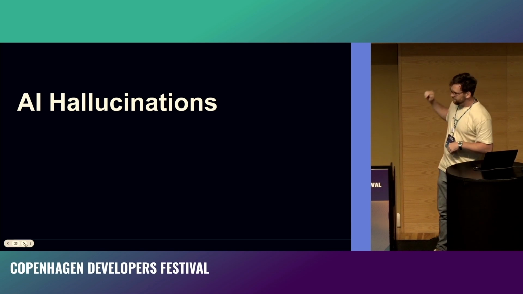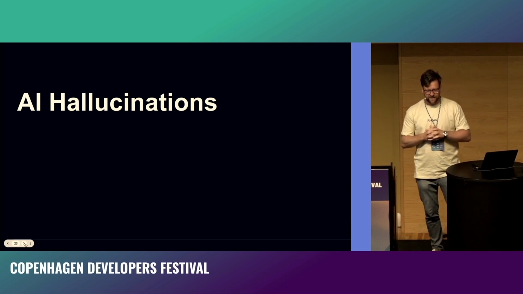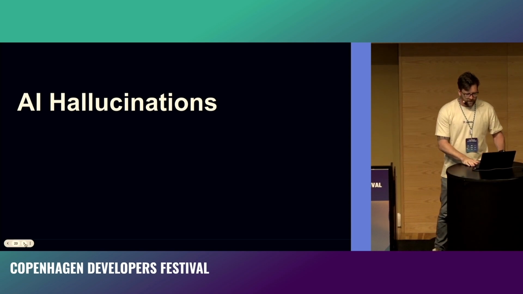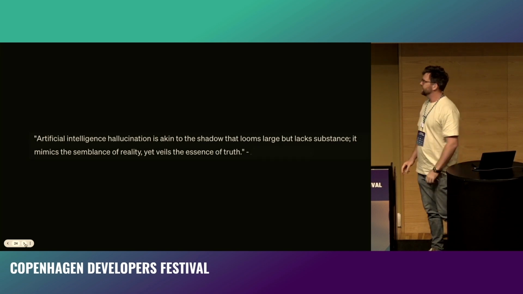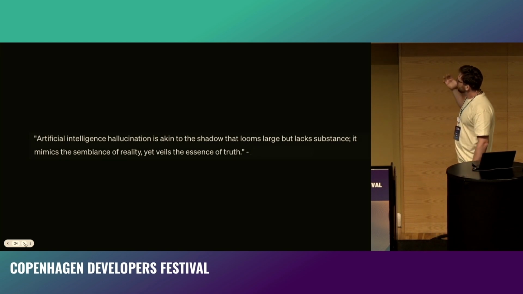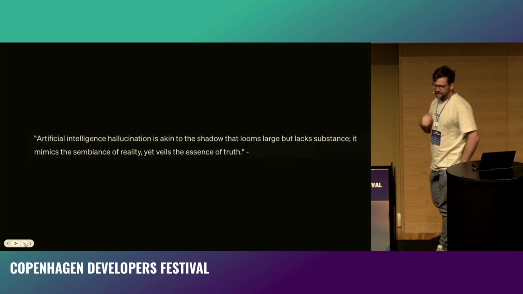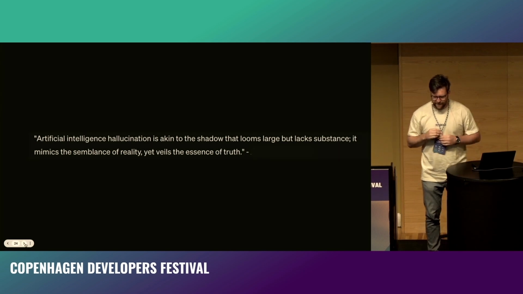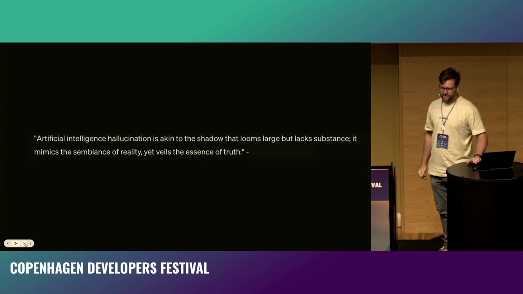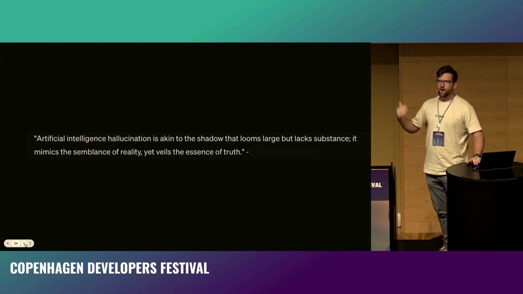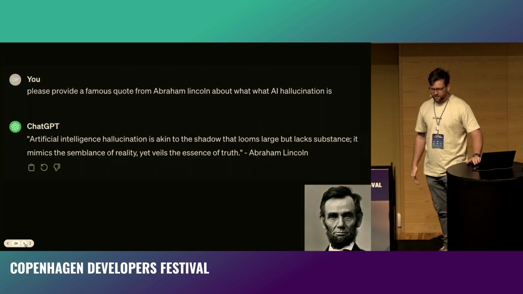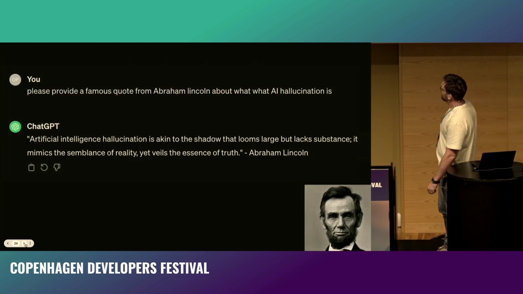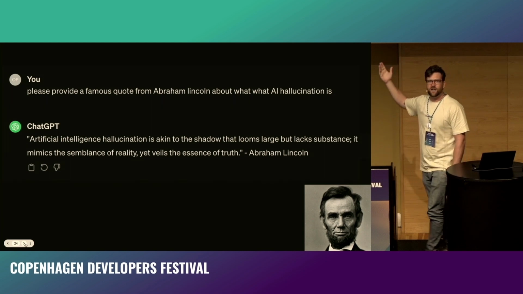But I want to talk about a different way, and that's AI hallucinations. So what are AI hallucinations? There's a very famous quote about AI hallucinations. It says that artificial intelligence hallucinations is akin to the shadow that looms large. It lacks substance, but mimics the semblance of reality, and it veils the essence of truth. Obviously, you have probably all heard of this famous quote. It's from Abraham Lincoln. Or unless it is when you ask ChatGPT.